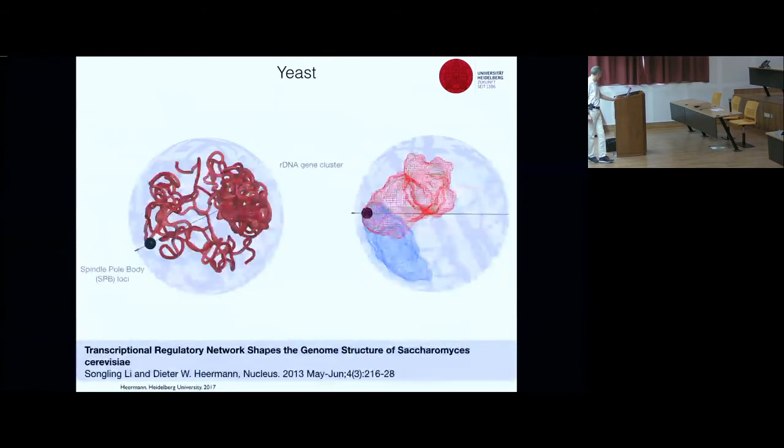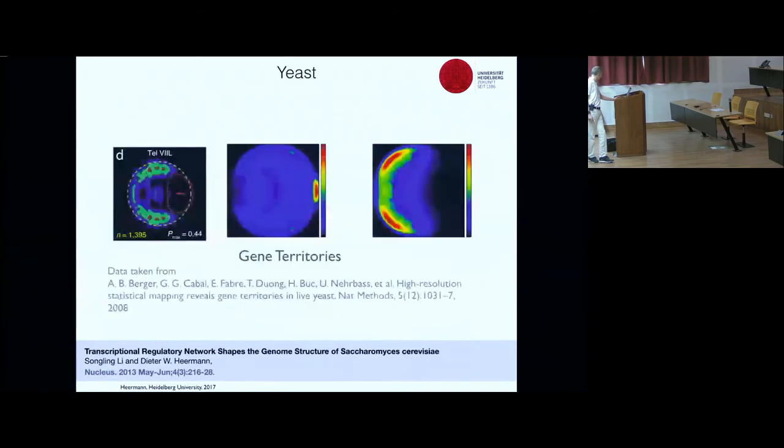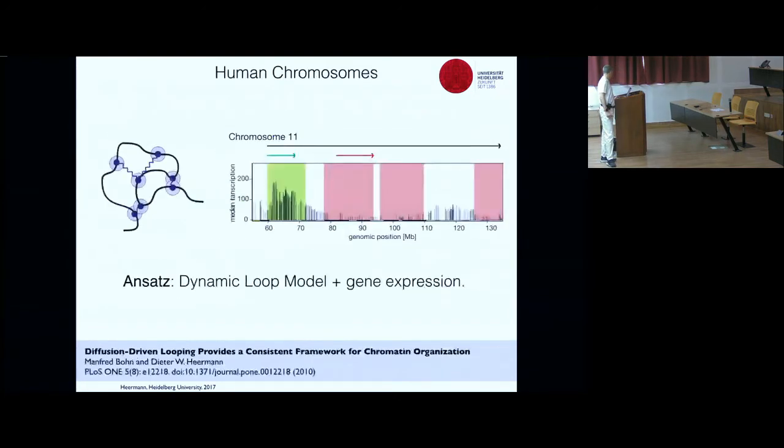Now let's see. Well, yeast I skip. As I mentioned, yeast is a beast, but it works here as well. You see here, this is the experiment showing certain kind of territories in there, and this is the simulation based on our model, and essentially you get the right kind of picture in here. So let's focus a little bit more on human chromosomes, because that's quite interesting.